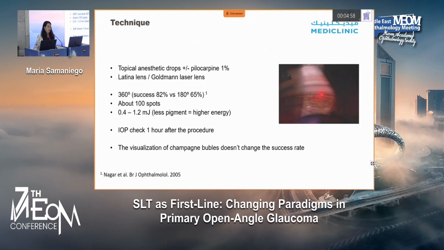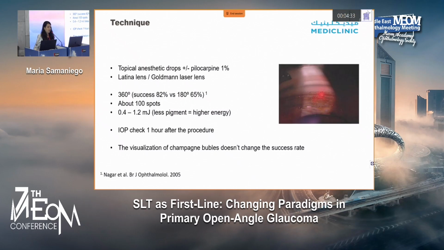About the technique, well, you all know this. We use topical anesthetic drops, pilocarpine. Not everyone uses pilocarpine first, but I personally like it. We can use the Latina lens or the Goldmann laser lens. And before, it was very popular to do only 2 sessions of 180 degrees, no? But several studies show that the success rate is better when we do 360 degrees at the same time.